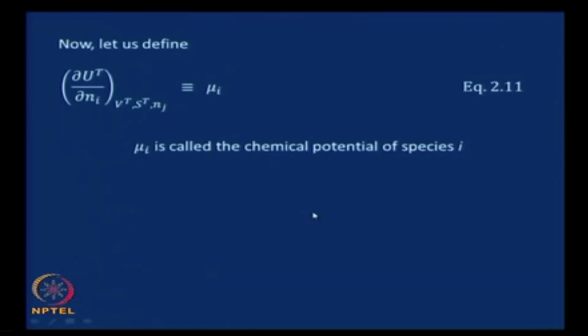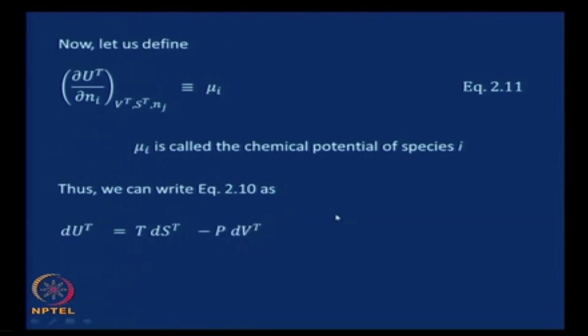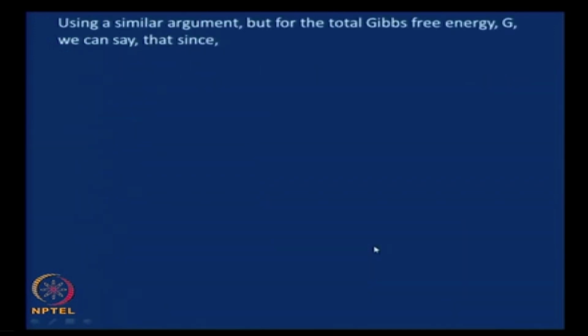I will call this equation 2.11. Therefore, in terms of the chemical potential we have just defined, we can write our equation 2.10 that we saw earlier as dUt equals T dSt minus P dVt plus the summation over i of mu i dNi. We will call this equation 2.12. So that was for internal energy.